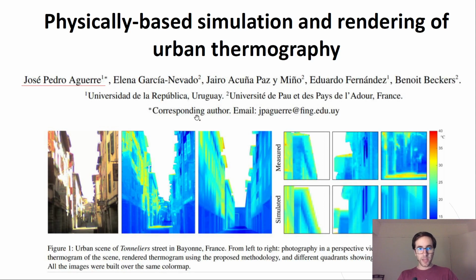Well, hello, my name is Jose Aguirre, and I'm going to be presenting a paper entitled Physically Based Simulation and Rendering of Urban Thermography. This paper has 5 authors, 3 of them from the University of Pau in France, which are Elena Garcia, Jairo Acuña, and Benoit Beckers, and 2 from Universidad de la República in Uruguay, which is myself and Eduardo Fernandez.